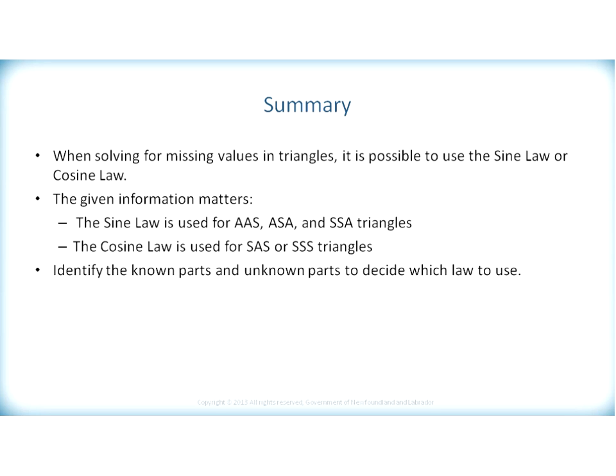For cosine law, that's useful when we have an SAS triangle, a side with a contained angle and another side, or an SSS triangle, which is all three sides. And we must identify the known parts and our unknown parts to decide which law to use. And we've seen a couple of times now that sometimes it doesn't matter whether we use sine law or cosine law, but we're still going to end up with the same answer in either case.